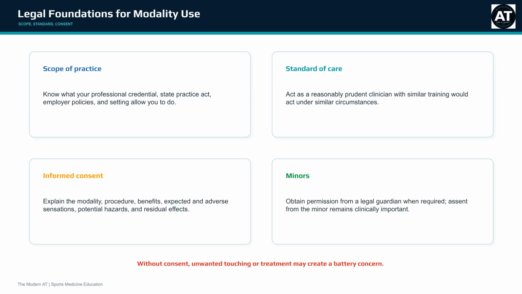Standard of care asks whether the clinician acted as a reasonably prudent professional with similar training would act in similar circumstances. Informed consent is the patient's understanding and agreement after hearing the modality, procedure, expected benefits, normal and adverse sensations, hazards, and residual effects. With minors, guardian permission may be required, and the minor's assent still matters. Unwanted treatment can raise a battery concern, even when the clinician intended to help.